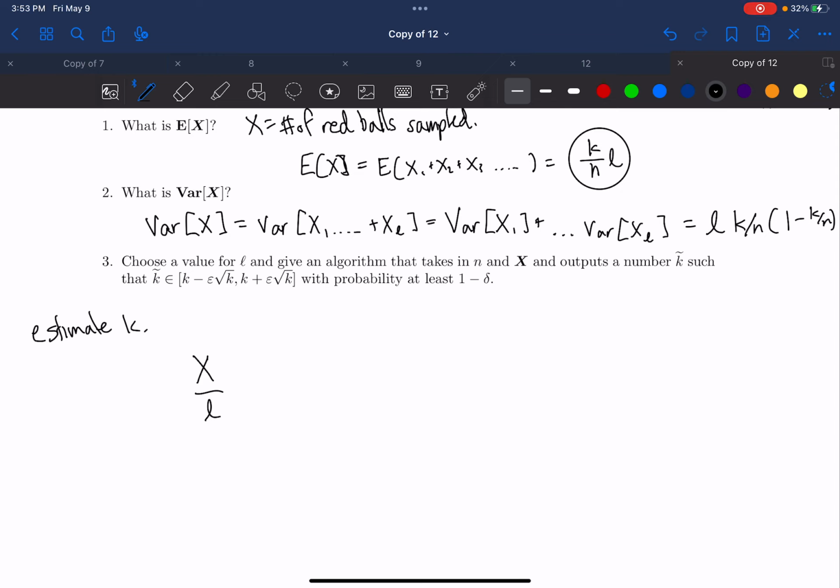And if you're trying to get an estimation of k, we'll call k tilde, this is going to be equal to x over L times the total number of balls, n, right? The idea then is that this is like our assumed or hypothesized ratio of balls that are red. And if we multiply this by the total number of balls, this should hopefully yield us a rough approximation of the total number of red balls that are in our bag.